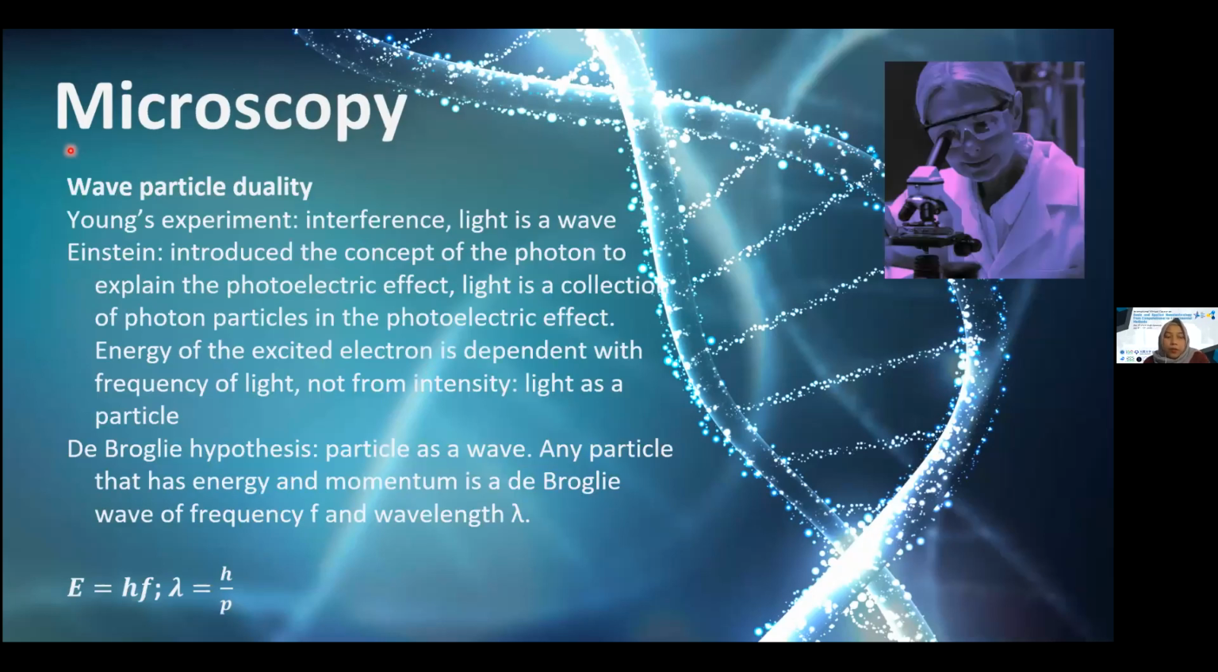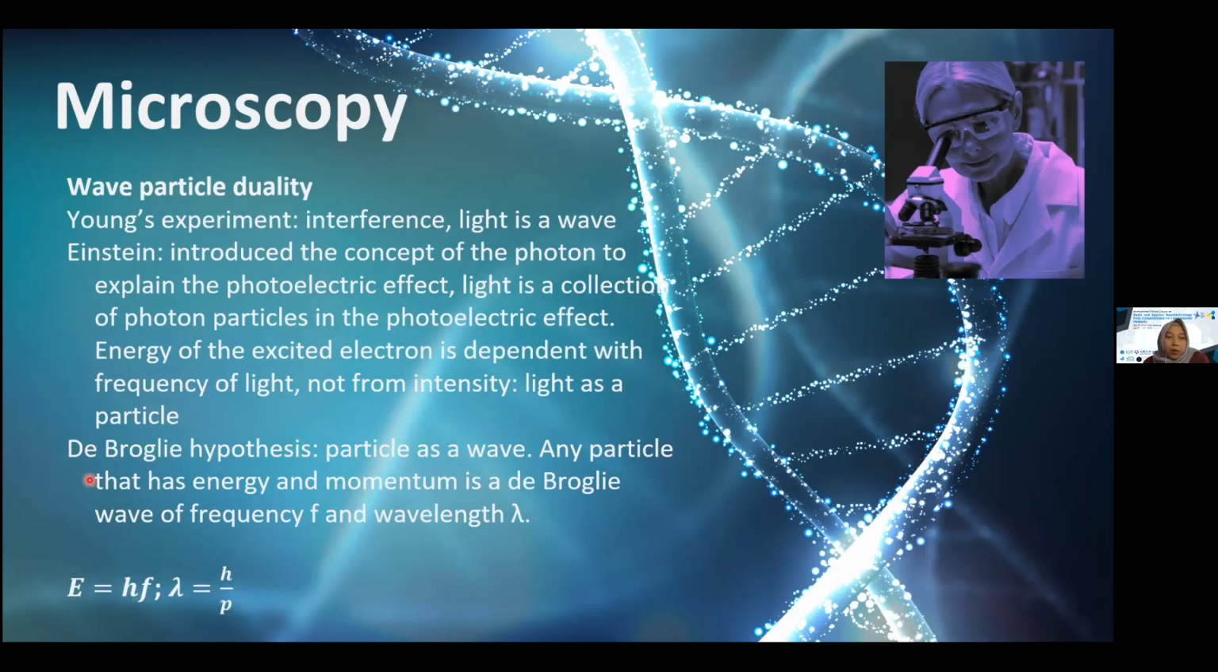But what if we have electrons as the source? Yesterday we were also introduced to wave-particle duality. In Young's experiment, we can see the interference phenomena, where we can regard light as a wave. Then in the photoelectric effect, Einstein explained better that light is a collection of photon particles. This means that light is also a particle, because the energy of an excited electron depends on the frequency of light, not on its intensity.